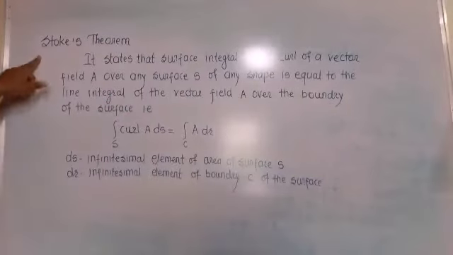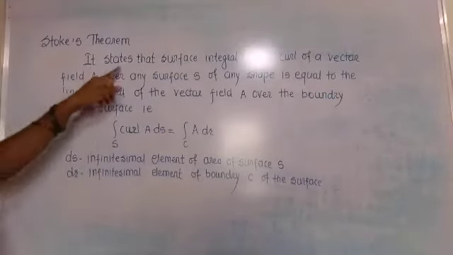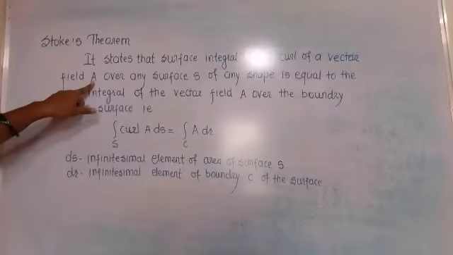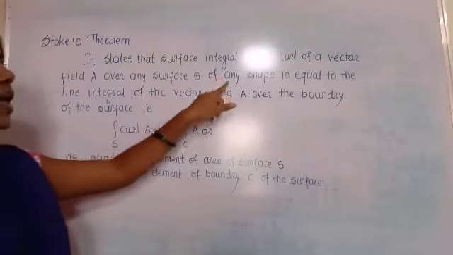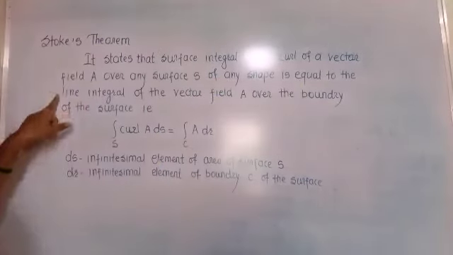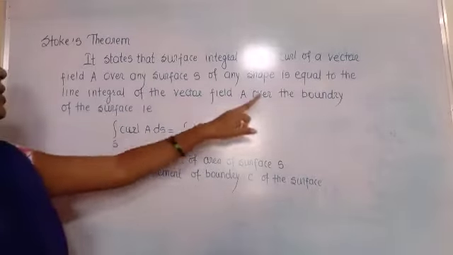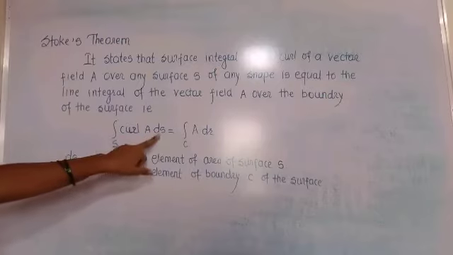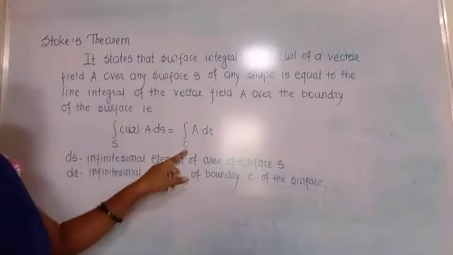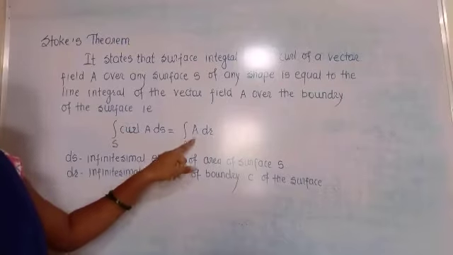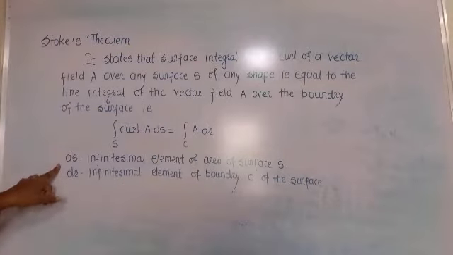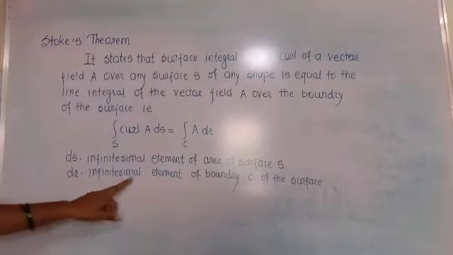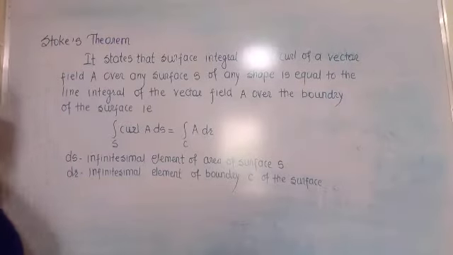The statement of the Stokes theorem is that the surface integral of the curl of a vector field A over any surface S of any shape is equal to the line integral of the vector field A over the boundary of the surface. That is, the surface integral of curl of A dot ds is equal to the line integral, the curve integral, of A dot dr. Here ds is the infinitesimal element of area of surface S and dr is the infinitesimal element of the boundary C of the surface.